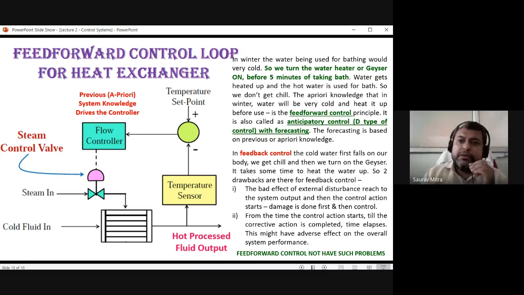These two are the main differences between feedback control and feed forward control. Next lecture, tomorrow, we will start with digital control and its block diagram.